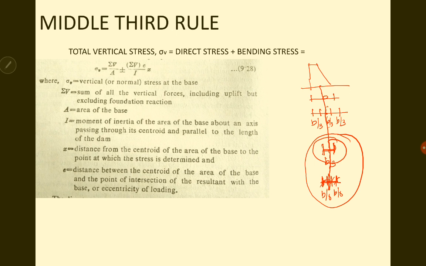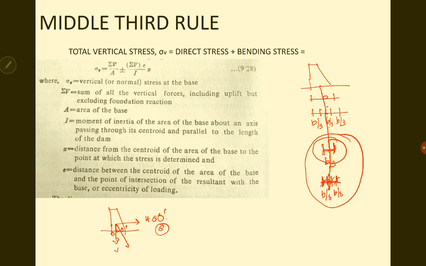Now, let us understand the middle third rule a little bit better. Suppose I have the dam structure like this. This is my O value, that is the centroid. The vertical forces will be acting like this and the horizontal will be acting like this. Now I have my R value. This R value is passing at the base at O dash, and so this O dash will give my eccentricity E. O dash is the distance between the centroid and the point at which the resultant passes through. That is called the eccentricity E.